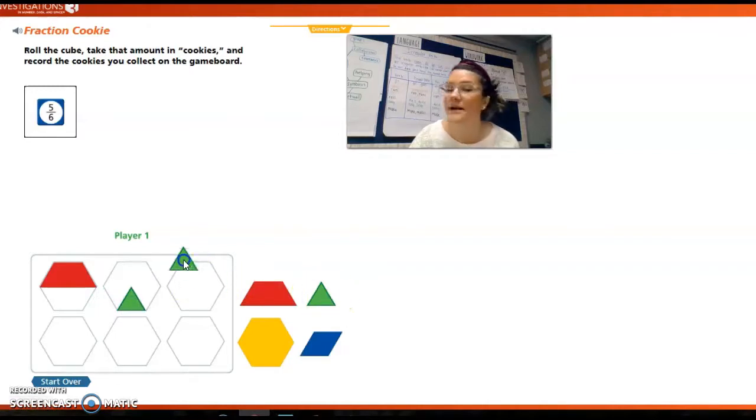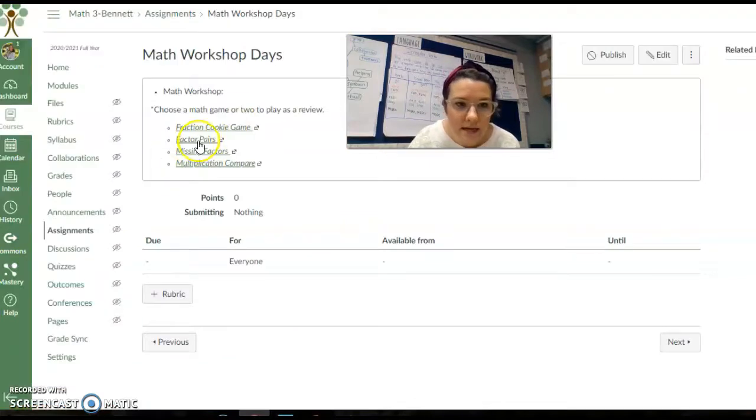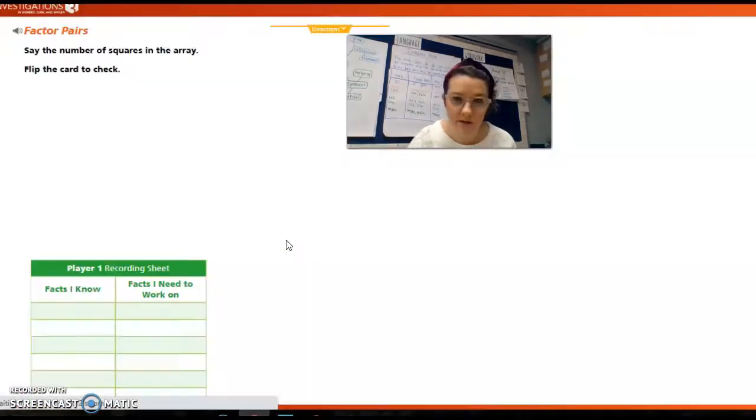to begin filling up that fraction cookie. Okay, so you have the option to play this game, the fraction cookie game, to continue to make connections with equivalent fractions, comparing fractions, and creating one whole. Okay, so the next game that you can play is factor pairs.